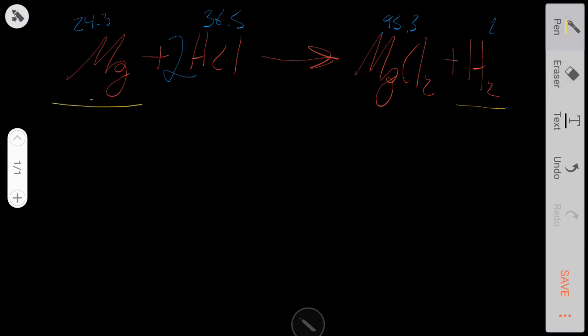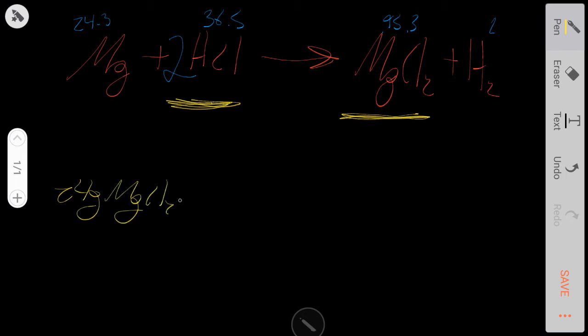Our equation is already balanced here. And the two things I'm looking for: I have an excess of magnesium, so I can ignore it. How many grams of HCl is needed to make 24 grams of MgCl2? So I start with 24 grams of MgCl2.